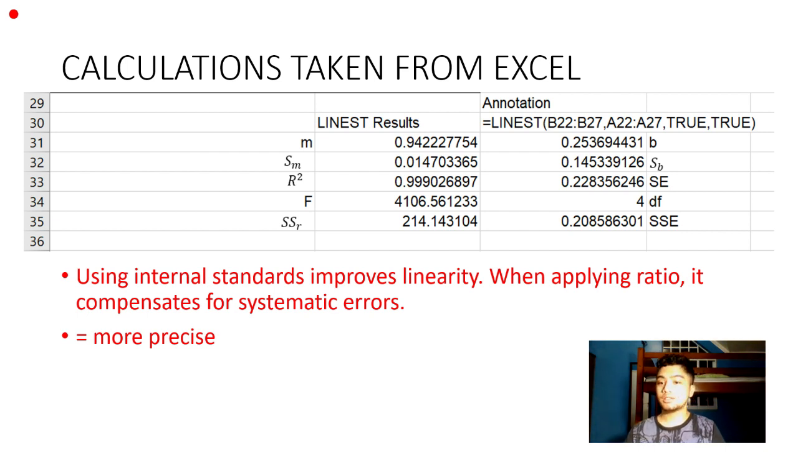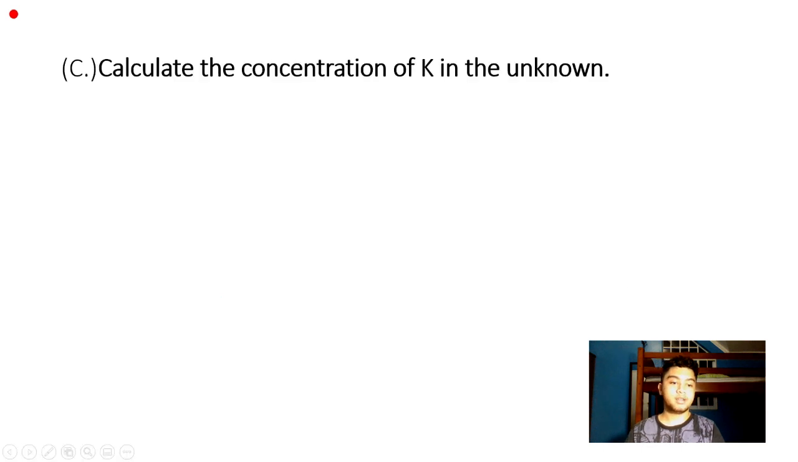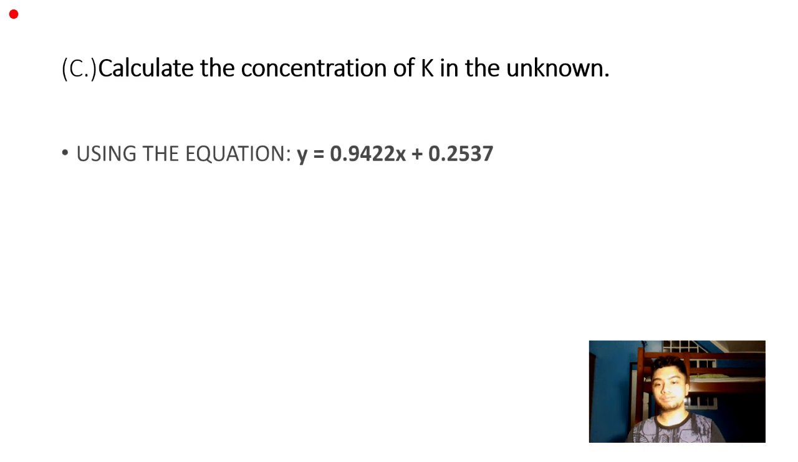So let us move on to part C. Calculate the concentration of potassium in the unknown. If we recall, the concentration of K is equal to X, while the initial ratio is equal to Y. Since the unknown is X, then the Y is given. Therefore, let us go back to the table.